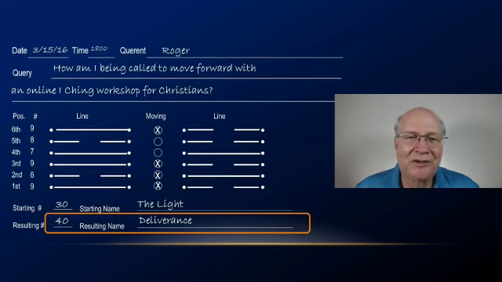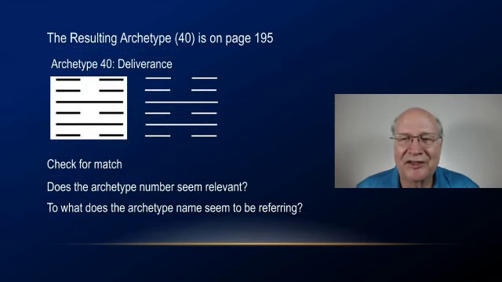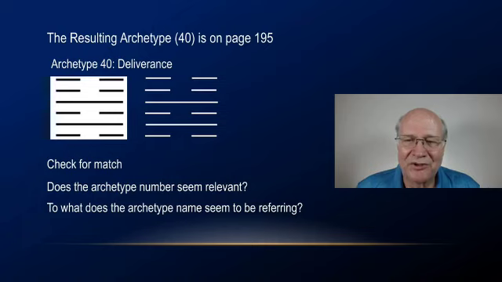And then finally, we're ready to move to the resulting archetype, which is number 40 in my case. So we go through a similar process. We start out looking at the archetype. The first thing we always do is check the pictograms to make sure we're in the right place. Look for the numbers of the archetype name.